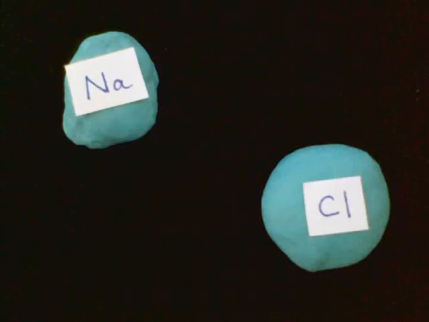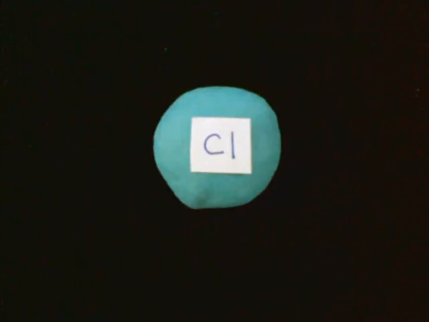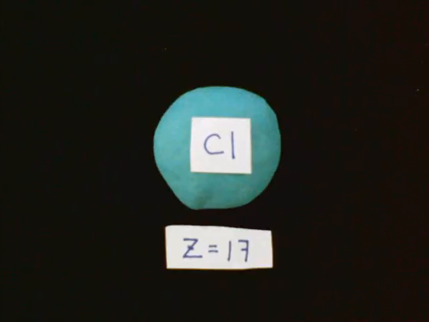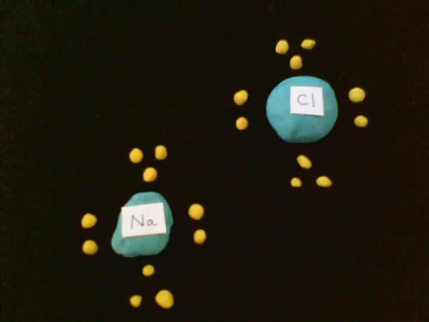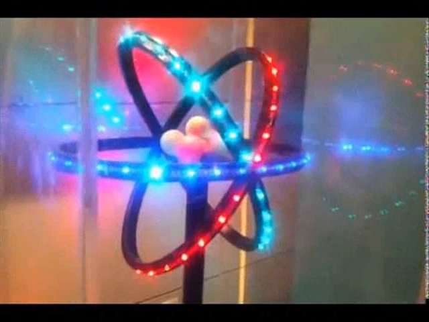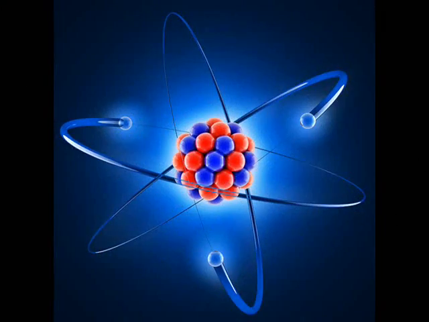Okay, here are two atoms, a sodium atom which has an atomic number of 11 and a chlorine atom which has an atomic number of 17. And this is what their proton and electron arrangement should look like. Be aware that in reality, they are both three-dimensional and the electrons will be constantly orbiting the nucleus.